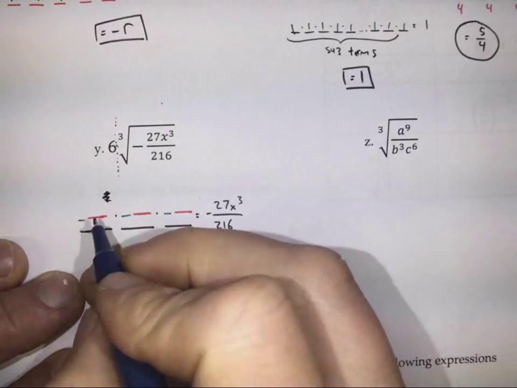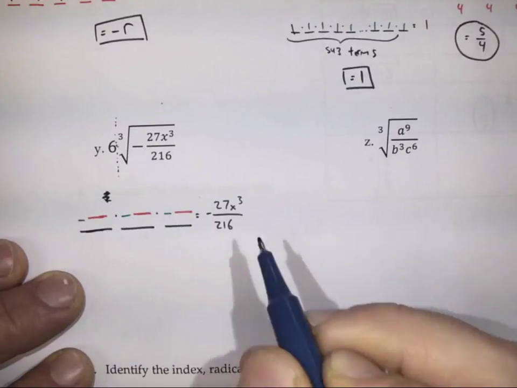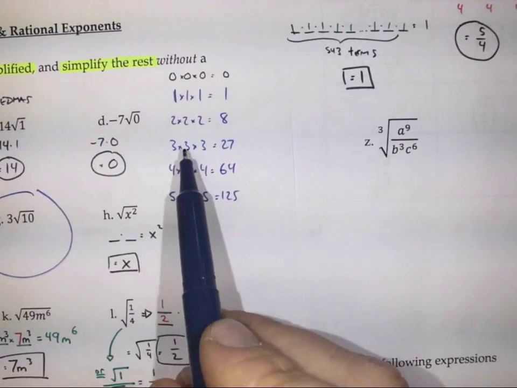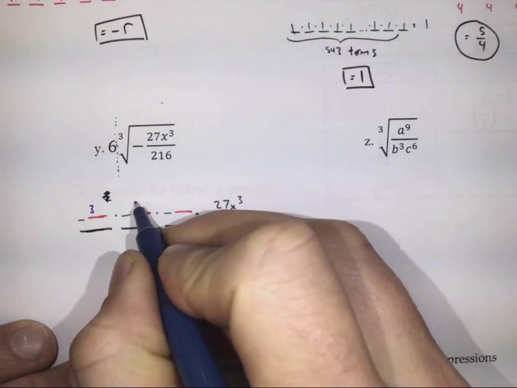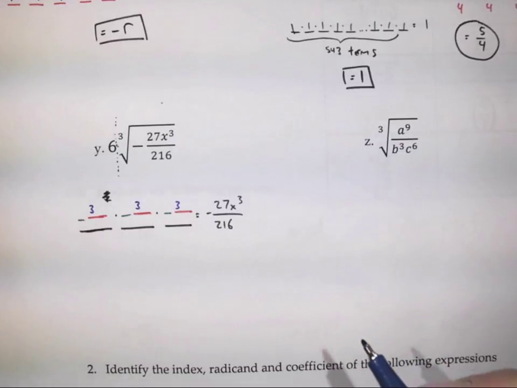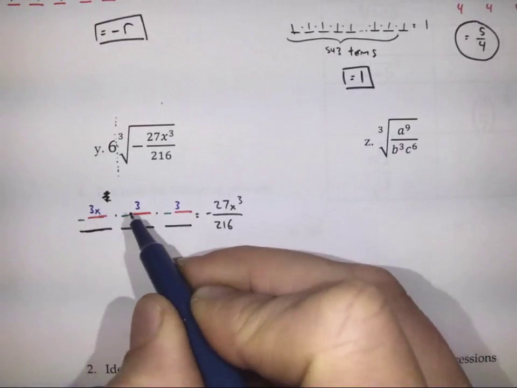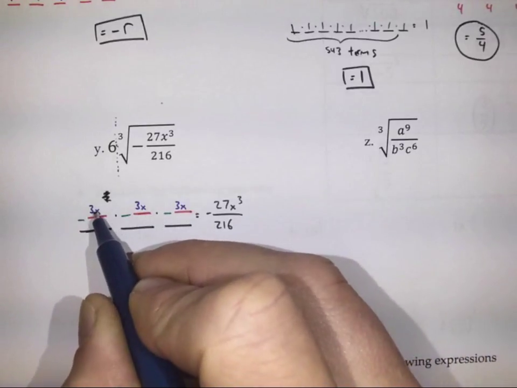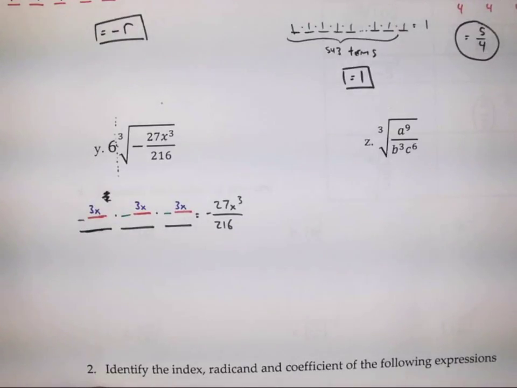Okay, now let's start with 27x cubed. What times itself gives us 27? Well, I might just check here. I can see 3, that's going to give us 27. So we're going to get a 3 on the top. And also we need an x on the top, so we're going to have an x there. And actually that would be sufficient. We don't need any higher powers of x, because x times x times x is the definition of x cubed.